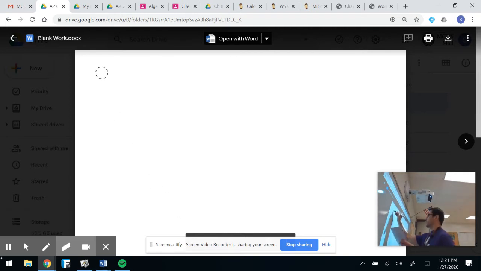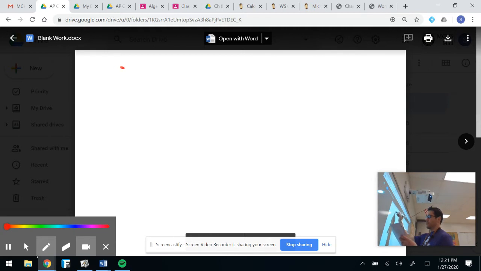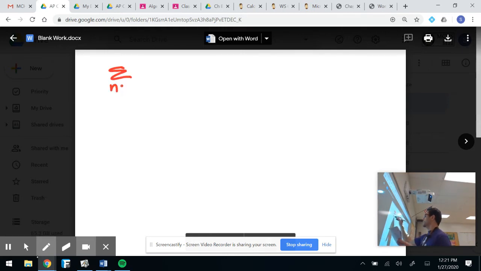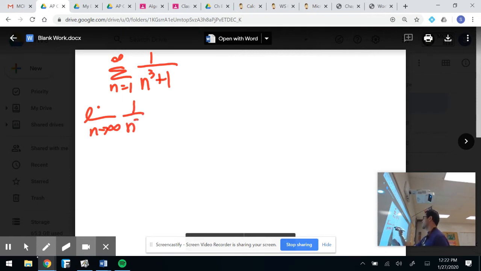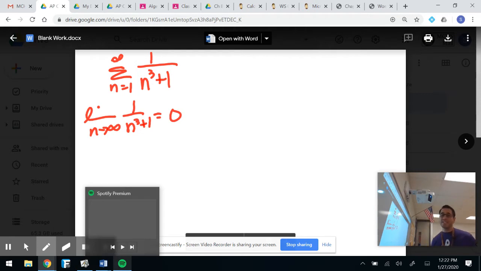The next one. We have the sum n equals 1 to infinity of 1 over n to the third plus 1. Let's do the nth term test. My nth term test says that the limit is equal to 0. Now remember, because it's equal to 0 does not mean it converges or diverges. It just means it's inconclusive and we have to try something else.